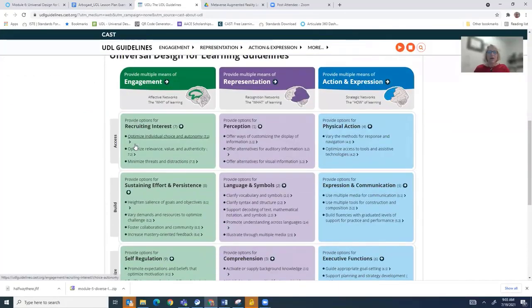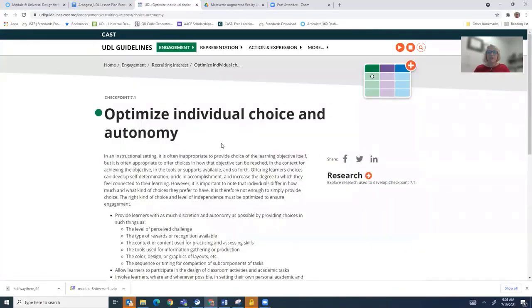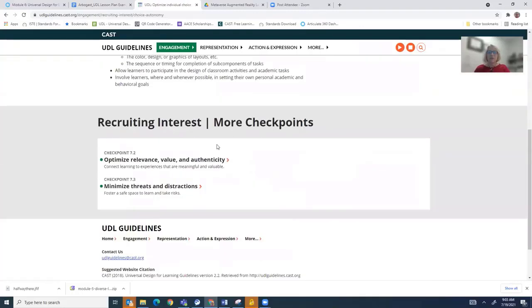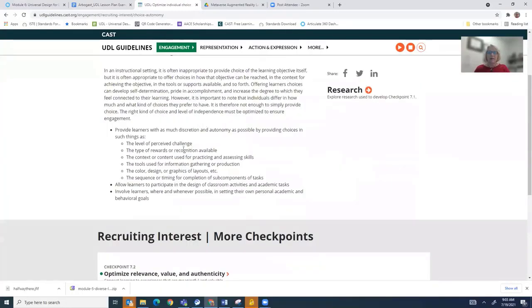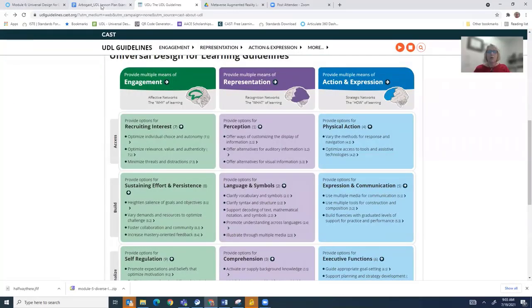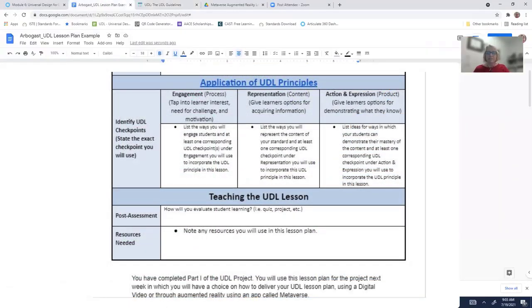As we look at the UDL guidelines, we have multiple means of engagement. And here is our guideline for recruiting interest. And then here are our checkpoints. So I have the checkpoint of optimize individual choice and autonomy, and it tells me how to do that. And that's how you'll look at each of these when we're planning our lesson.